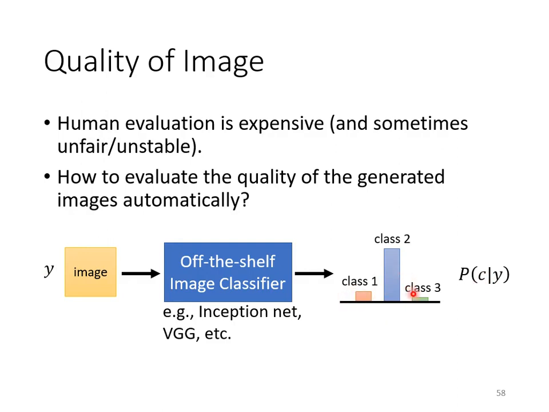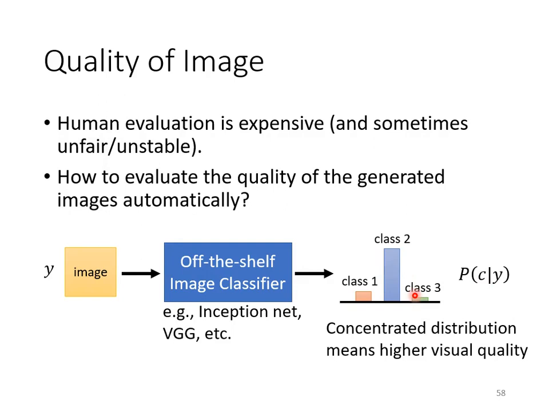Probability of c given y is a probability distribution. The more concentrated this probability distribution is, the better the generated picture is. Although we don't know what is inside the generated pictures, we don't know if it is a cat or a dog, or a zebra, if we input it to an image classification system, and the distribution it outputs is very concentrated, it means that the image classification system is pretty sure what it saw. It's pretty sure it saw a dog. It's pretty sure it saw a zebra. It means that the picture you generated may be close to the real picture.